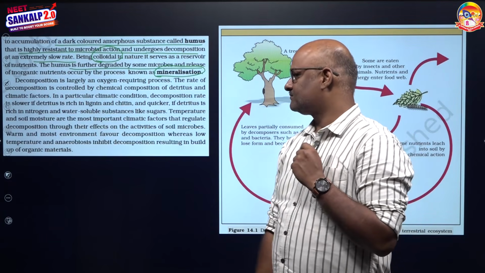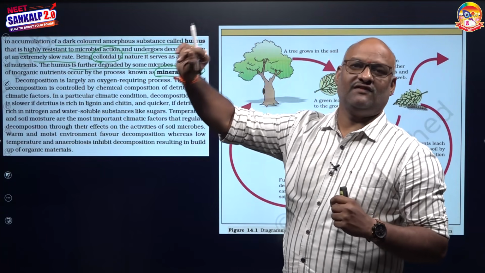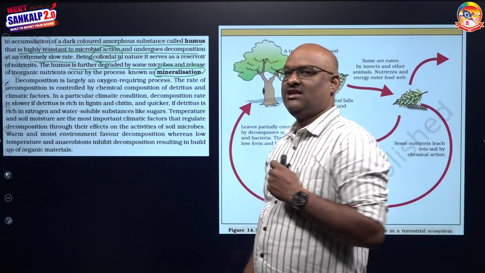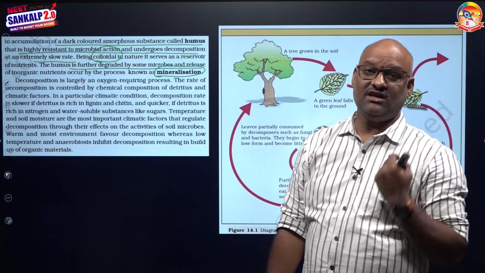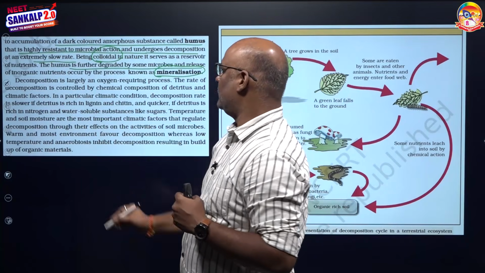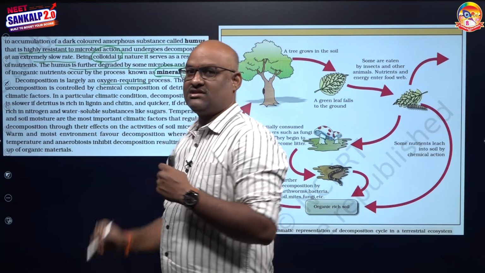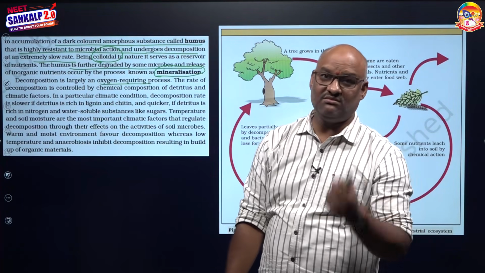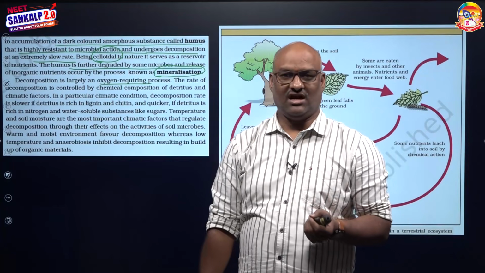Now, what are the factors that are affecting the decomposition? There are many factors which affect the decomposition. Decomposition is an oxygen requiring process. Oxygen is very much essential for the decomposition to occur.